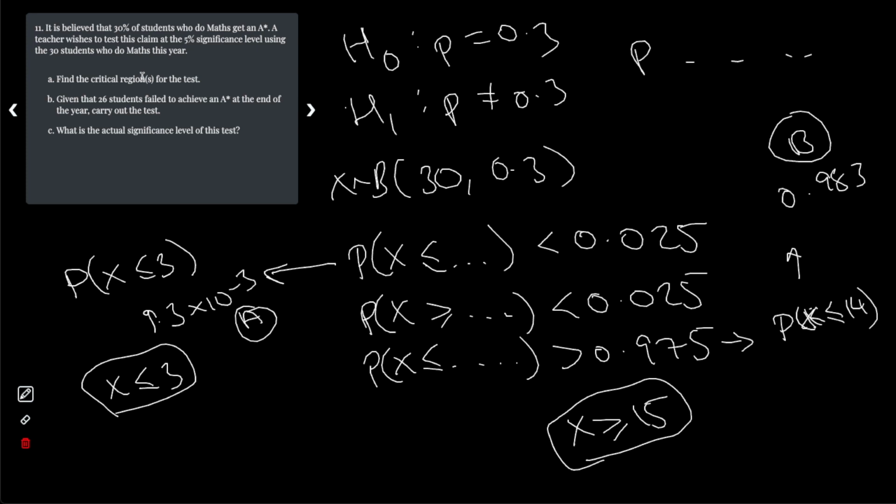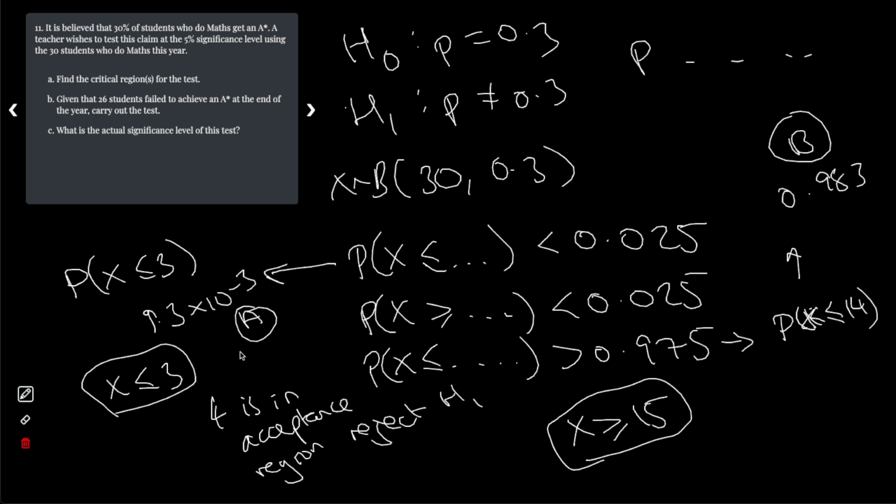And now that we found the critical regions, we can say, well, 26 students failed to achieve an A star. So that means 4 did get an A star. So 4 is in the acceptance region. So if it's in the acceptance region, we're going to reject H1, and we're going to say there is sufficient evidence to believe the claim that 30% of students who do maths get an A star. So that's part B, and part C is what's the actual significance level of the test.